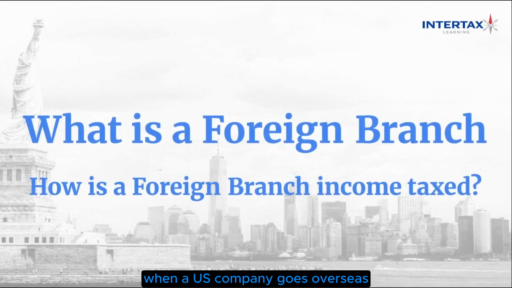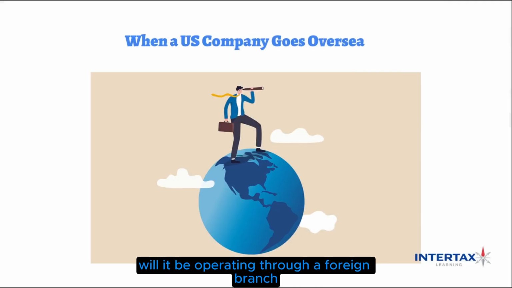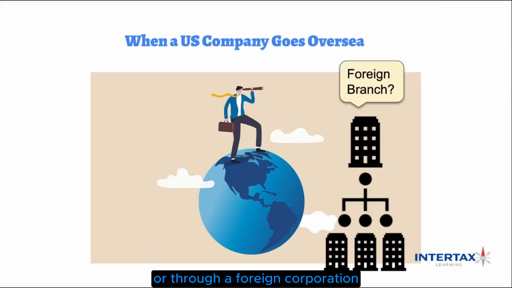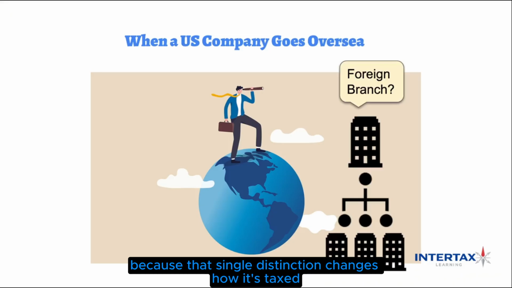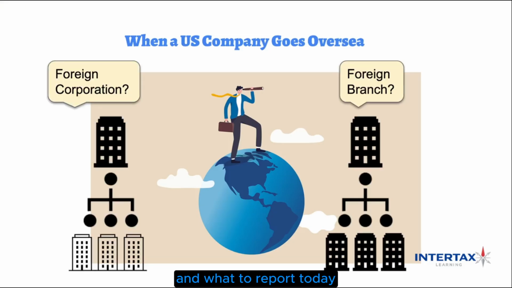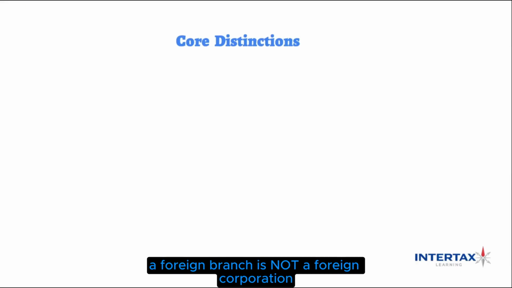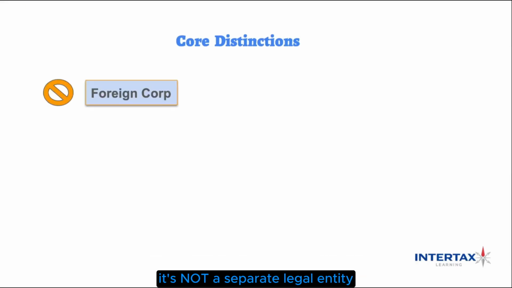When a U.S. company goes overseas, one decision to make is, will it be operating through a foreign branch or through a foreign corporation? Because that single distinction changes how it's taxed and what to report. Today, let's break down how a foreign branch of the U.S. company is taxed. First of all, a foreign branch is not a foreign corporation. It's not a separate legal entity.